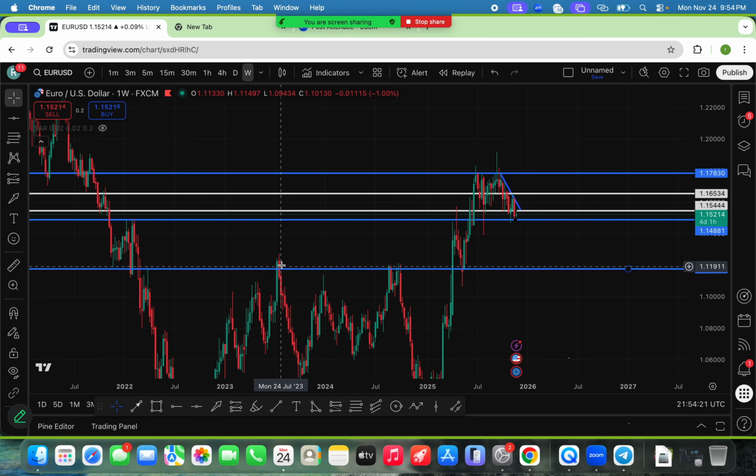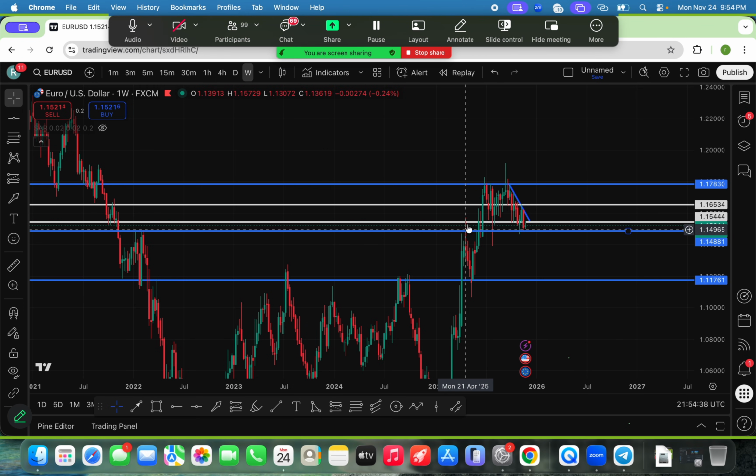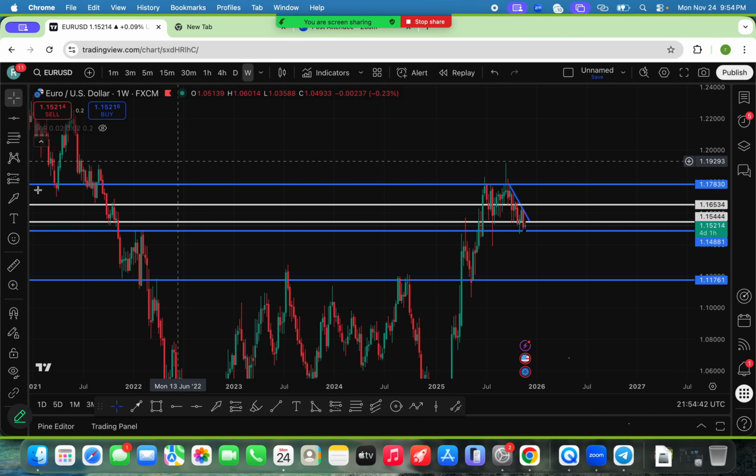You can see when price got here it sold. When price got here it sold. When price got here it was buying. So anytime price gets to this particular level, it just keeps reacting. It doesn't just pass by. So that was one turning point we got there. And this was another one. You can see the reaction here, a reaction here, another reaction here. And this one too, you can see the reaction at this level.